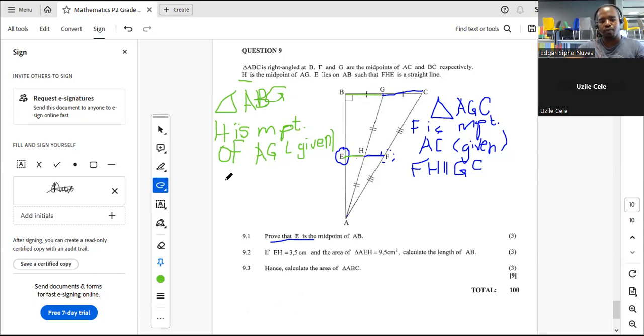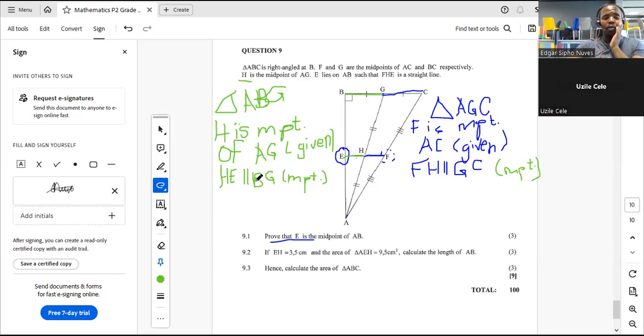Do you follow? Are you following? Are you there? Yes. So then that means HE is parallel to BG. And the reason here should be the midpoint theorem. I'm not writing it in full, but it should be here. Remember, you always have reasons in geometry. Everything happens for a reason. So midpoint theorem, that's what it should say there.